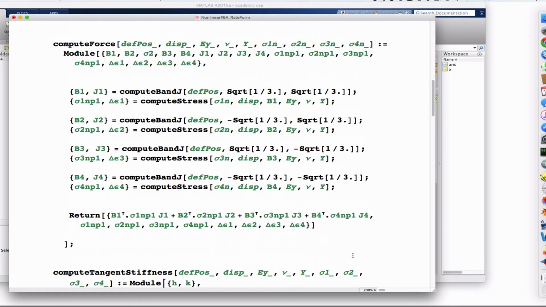So then I'm going to compute the internal force. Okay? And this is really where I'm integrating the stiffness matrix. Remember, the internal force is the B matrix times the stress times J. It's that integral, B transpose sigma. If you had a whole bunch of integration points, you'd put this in a loop, right? But I only have four integration points, so I just hard-coded them. So I compute B and J at the first integration point, which is square root of 1/3, square root of 1/3. Second integration point, minus square root of 1/3, square root of 1/3. So they're all there. So I have four Bs and Js, four stresses and strains.